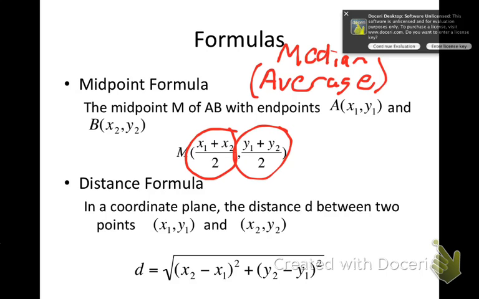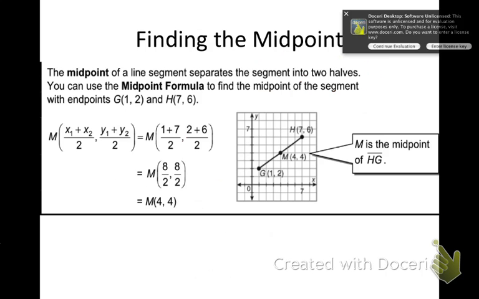All right, so let's look at the midpoint formula here. The midpoint of a line segment separates the segment into two halves. Again, the two halves would be equal. They are congruent. That's what makes it a midpoint. You can use the midpoint formula to find the midpoint of the segment within the coordinate plane.